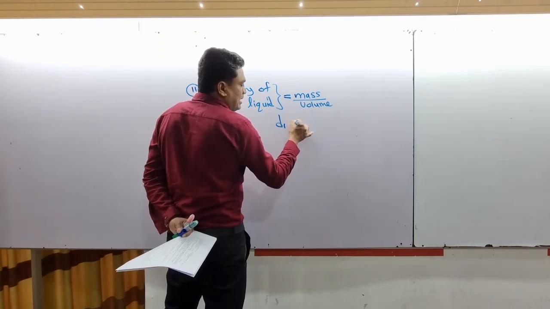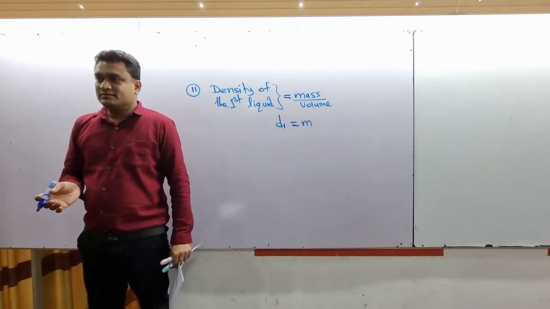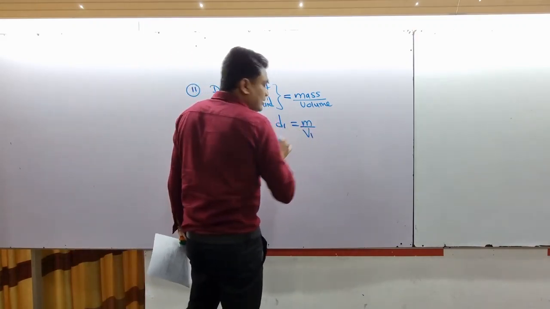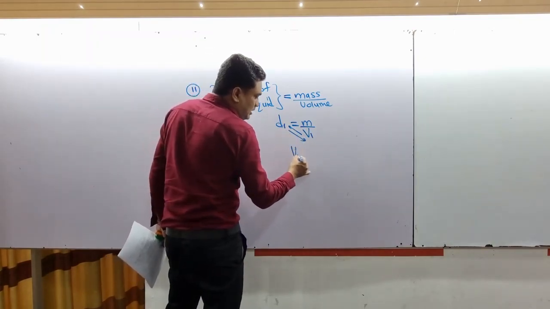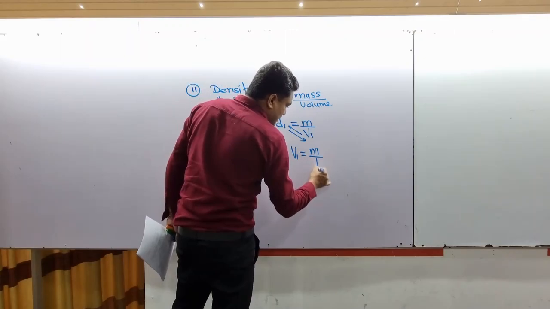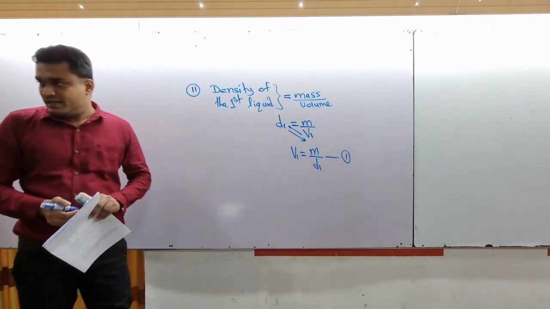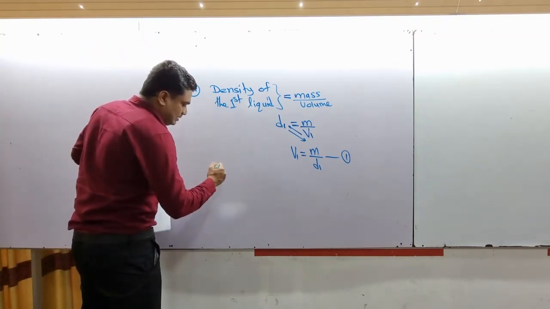Mass, we don't want to take M1, M2. Why? The question tells masses are equal. Okay, so I take only M. Volume is V1. So if I use cross multiplication, I can subject V1. V1 equals M over D1, first equation. Right? Similarly, I can write the same equation for the second liquid.